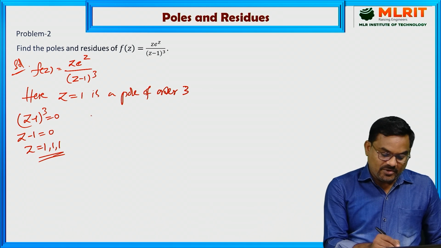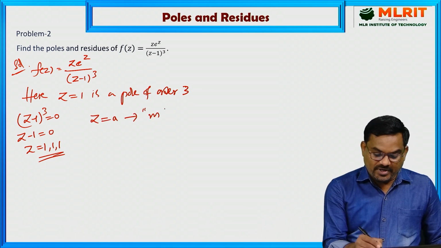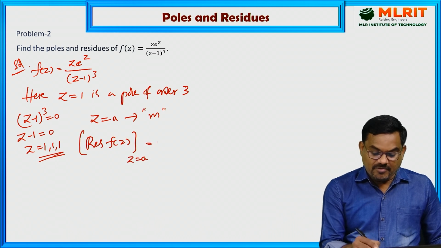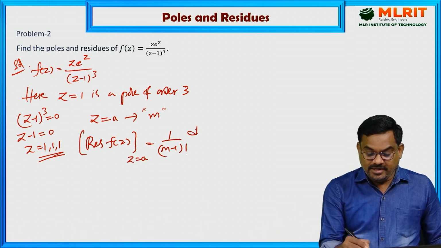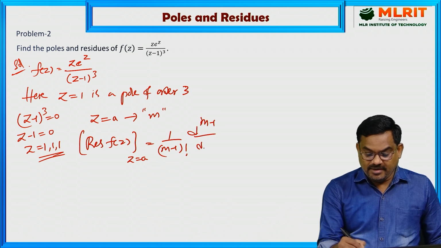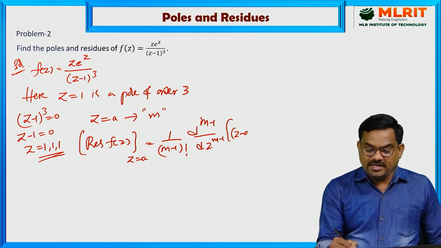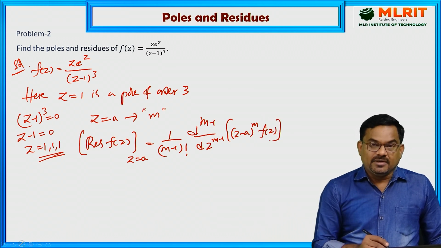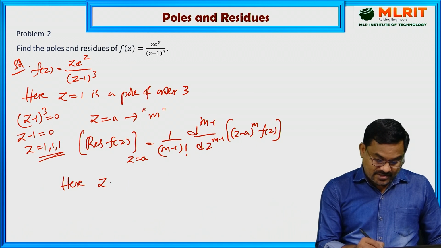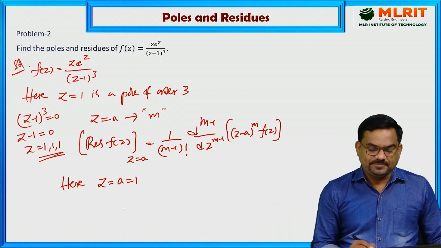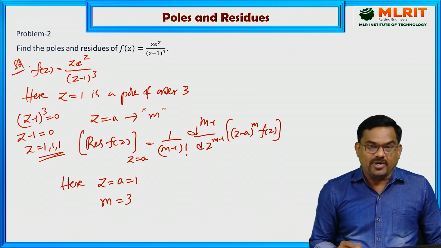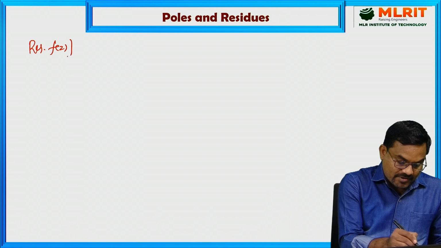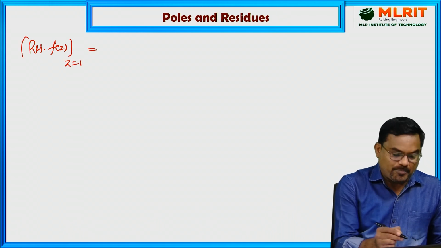Now if z equal to a is a pole of order m, what is the formula to find residue? Residue at z equal to a is 1 by m minus 1 factorial d power m minus 1 by dz power m minus 1 of z minus a power m into f of z. So here z equal to a equal to 1 is the pole and the order is 3, so m equal to 3.